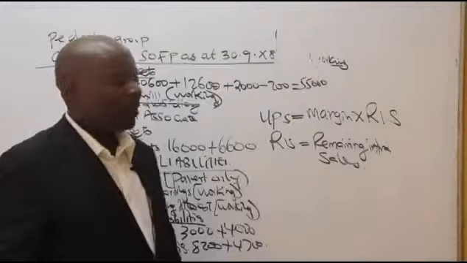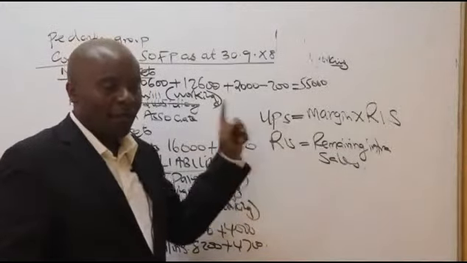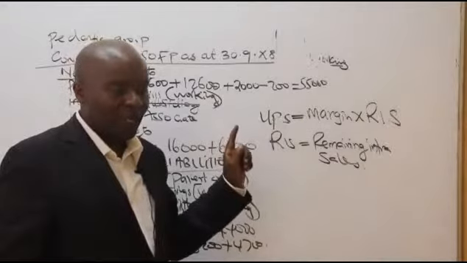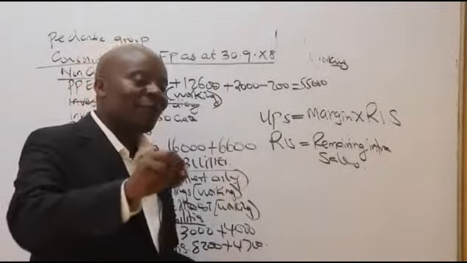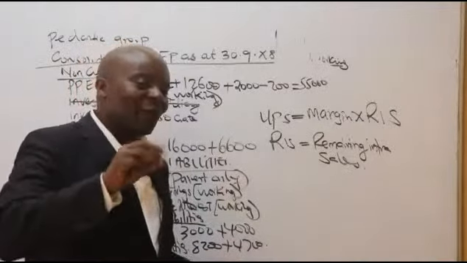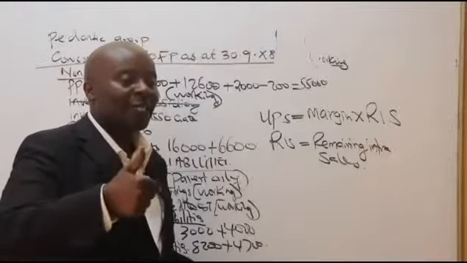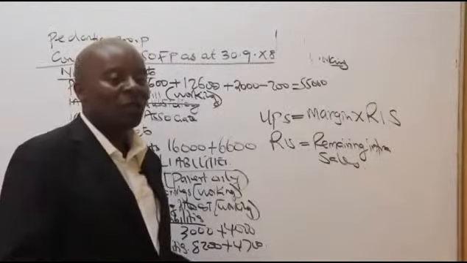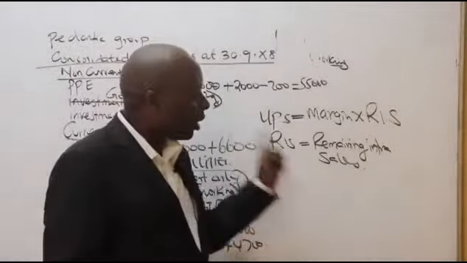Remember, this is an unrealized profit on stock. It is the same as URP, unrealized profits. Some books use URP, but it's good for you to specify unrealized profit on stock and unrealized profit on fixed assets. At times these companies transfer their fixed assets to their subsidiaries at a profit, so that profit is never realized. So it is good to specify this is unrealized profit on stock.